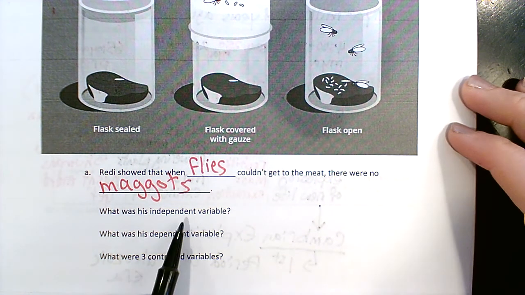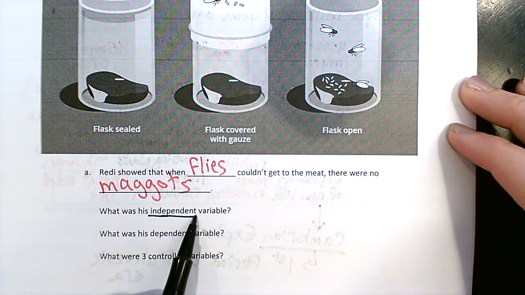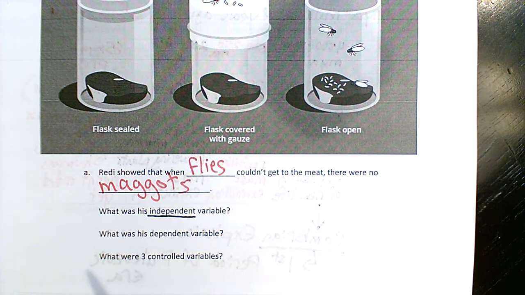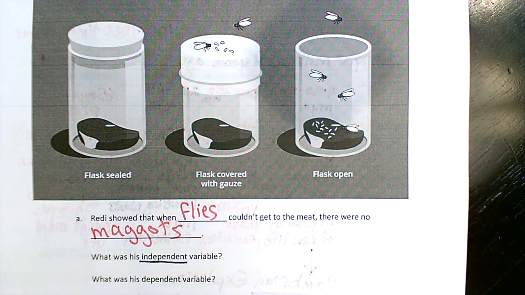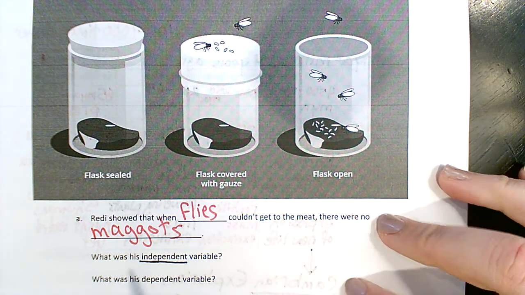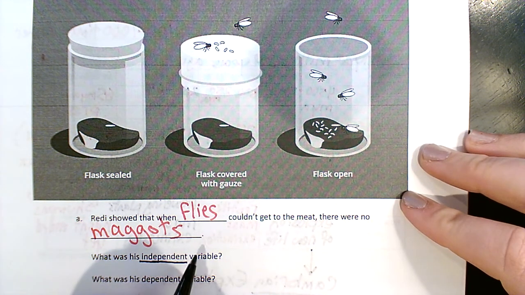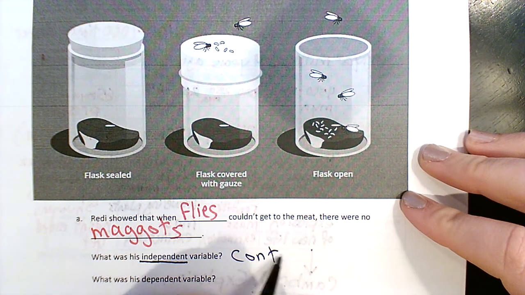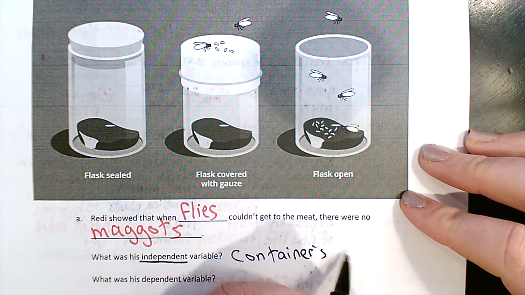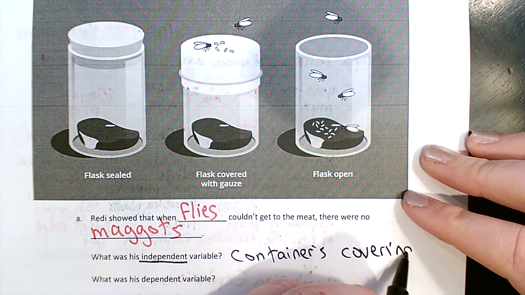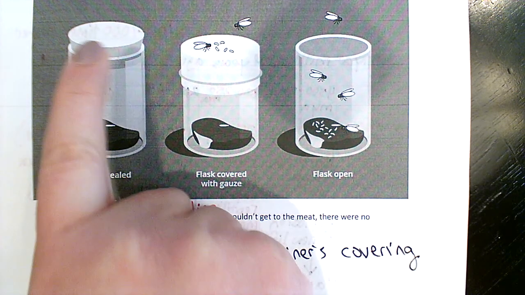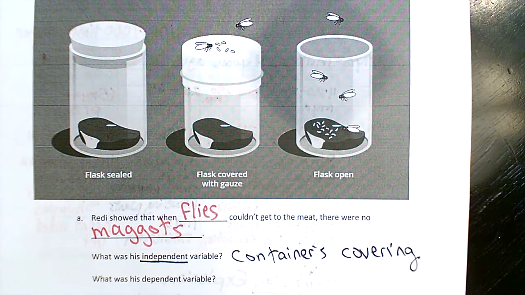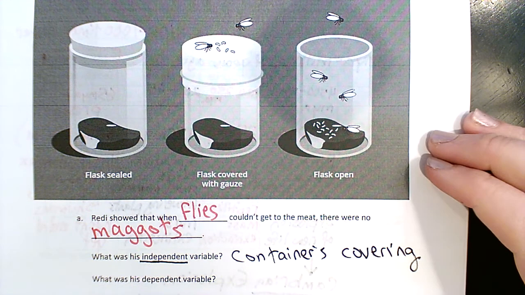Okay, so what was the independent variable? Remember, the independent variable is the one that the scientist changes, the one that they make different between the groups. So we look back up at his experiment. What did he make different between these three scenarios here, right? He changed the container's covering. Okay, it was either covered with a solid lid, a mesh thing, or no lid at all. So he changed the covering.